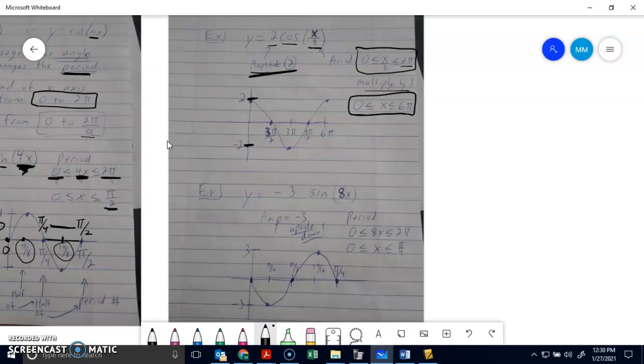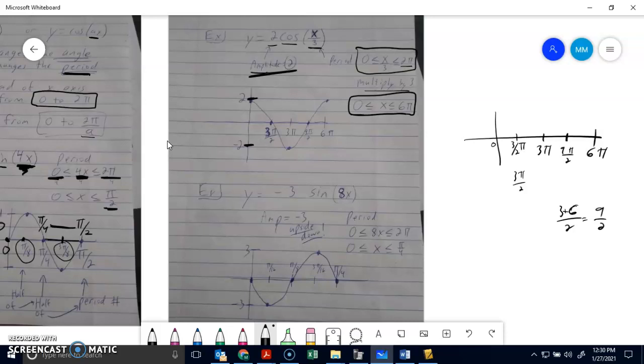So here are my key points. I'll draw it from scratch. I go from 0 to 6 pi. Halfway would be 3 pi. Halfway between 0 and 3 is 3/2, so 3 pi over 2. Halfway between 3 and 6, and again, if you're not sure, add them together. 3 plus 6 divided by 2 is 9 over 2. So this would be 9 pi over 2.